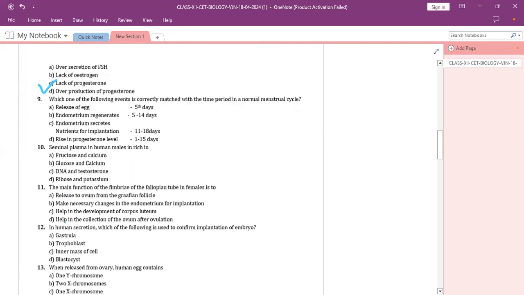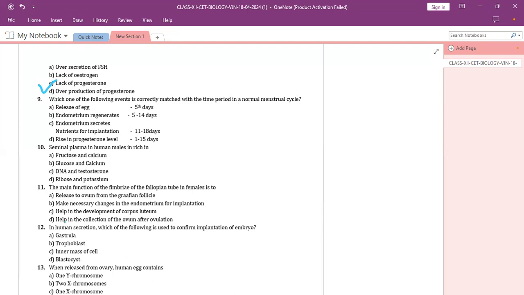9.1. Which one of the following events is correctly matched with the time period in a normal menstrual cycle? A. Release of egg is the 5th day. B. Endometrium regenerates from 5 to 14th day. C. Endometrium secretes nutrients for implantation, that is 11 to 18 days. D. Rise in progesterone level 1 to 15 days.